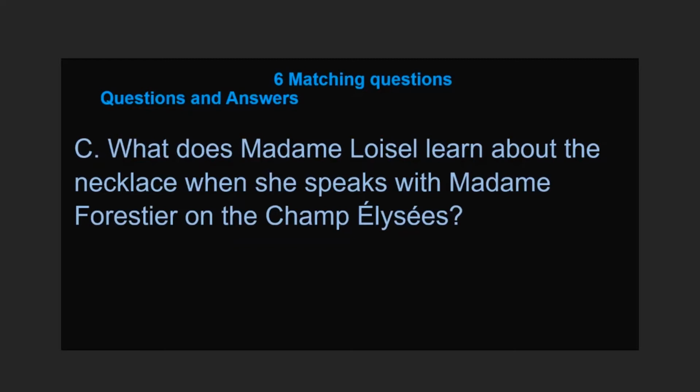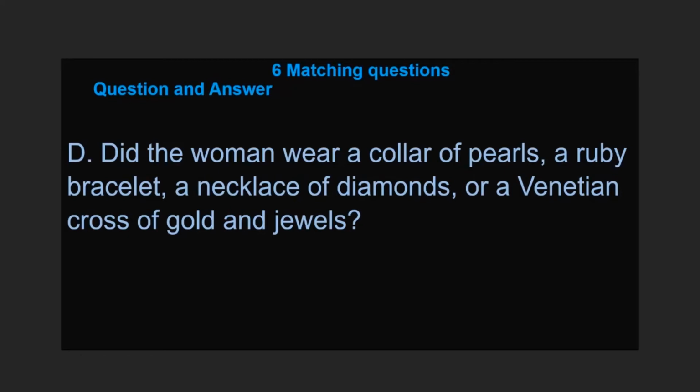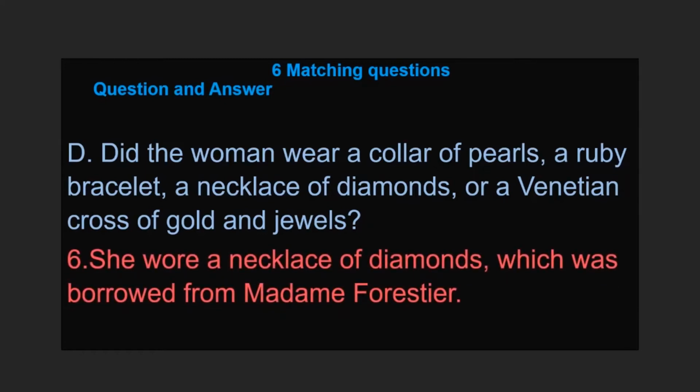Question C. What does Madame Loisel learn about the necklace when she speaks with Madame Forestier on the Champs-Élysées? This is the answer. She learns that the necklace is fake. Here is another question. Did the woman wear a collar of pearls, a ruby bracelet, a necklace of diamonds, or a Venetian cross of gold and jewels? This is the answer. She wore a necklace of diamonds which was borrowed from Madame Forestier.